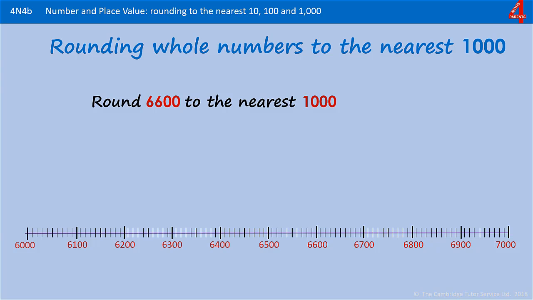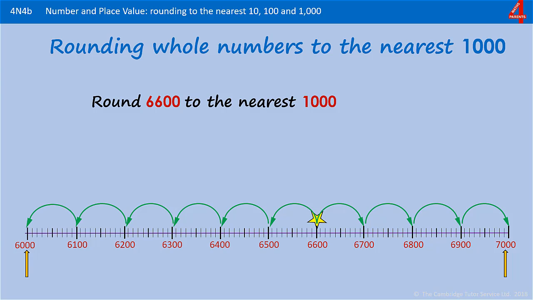6,600 rounded to the nearest thousand. Here it is on the line. Either side, the multiples of 1,000 we have are 6,000 and 7,000, and you can see that 6,600 is 4 jumps away from 7,000, whereas it's 6 jumps away from 6,000. So this time, to round to the nearest thousand, we need to round up to 7,000.